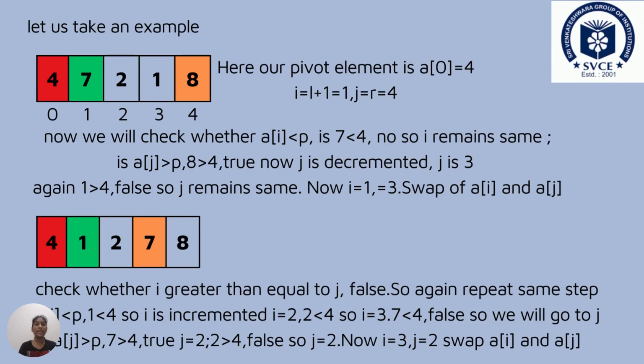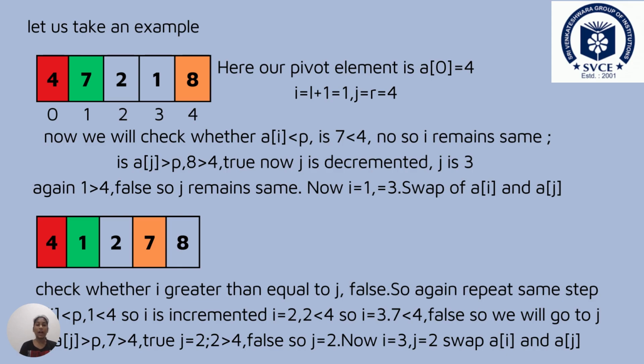To understand better, let us see with an example. Here, the size of the array is 5 and we have 4, 7, 2, 1, 8 as the elements of the array. 0, 1, 2, 3, 4 are the indexes of the array. According to the algorithm, let us take the pivot element as A of L. L is 0. A of 0 is 4. So our pivot element is 4. I is L plus 1, 0 plus 1, that is 1. J is R. R is the position of the last element, that is 4.